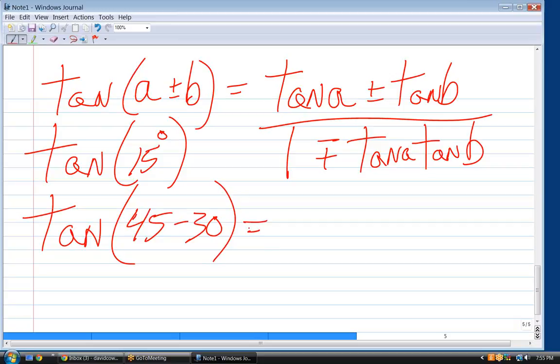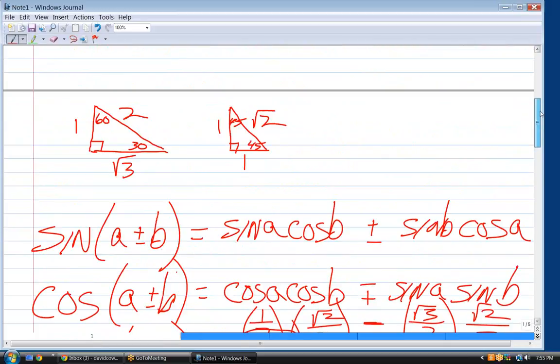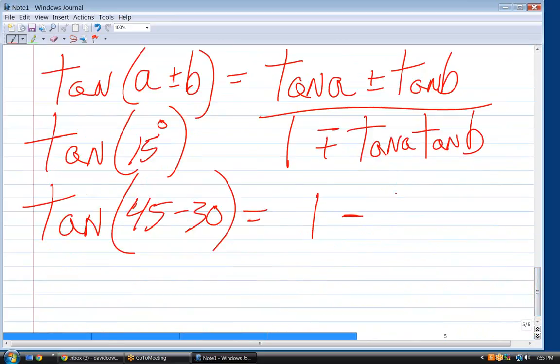Now, what's the tangent of 45? 1. Minus, what's the tangent of 30? 1/√3, or √3/3. All divided by 1 plus the opposite sign, the product of those two, which is 1 times √3/3. So it must be that.